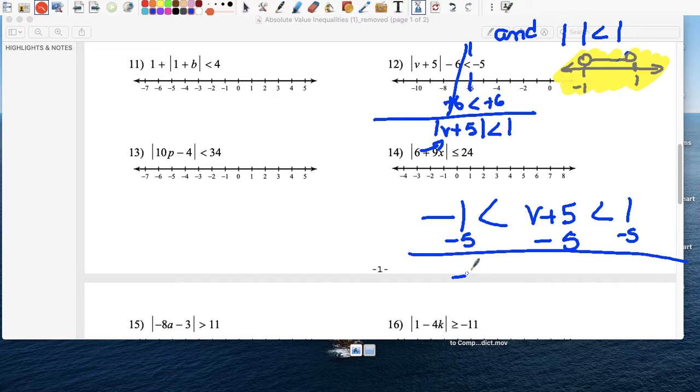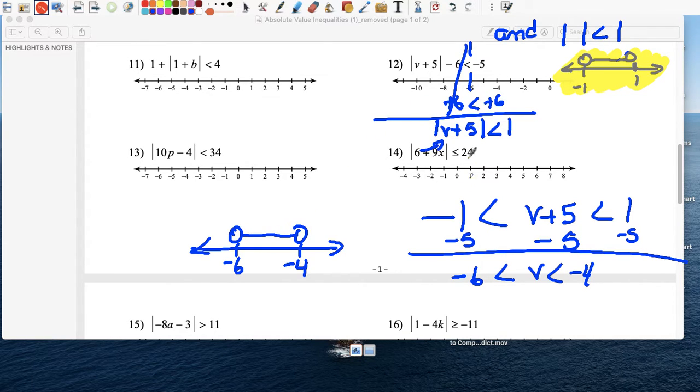So here we get negative 6. Here we just get v, and here we get negative 4. So v, the value of our variable we can replace here, let me just graph that, has to be any number between negative 6 and negative 4, not inclusive.